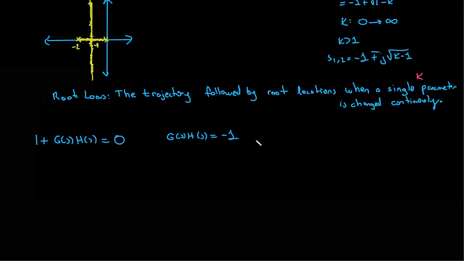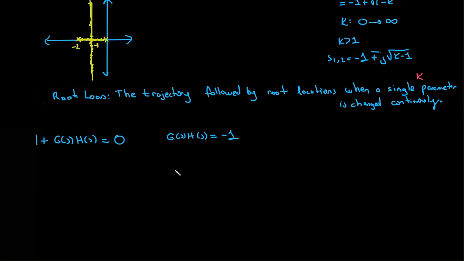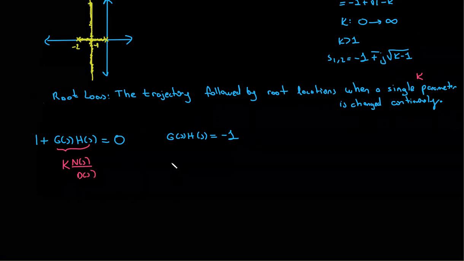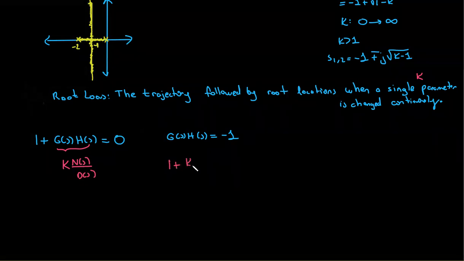And what we would like to do is that, first of all, we will assume that the open loop transfer function G(s)H(s) is equal to K times N(s) over D(s). So what we are trying to find is 1 plus K times N(s) over D(s) is equal to 0.